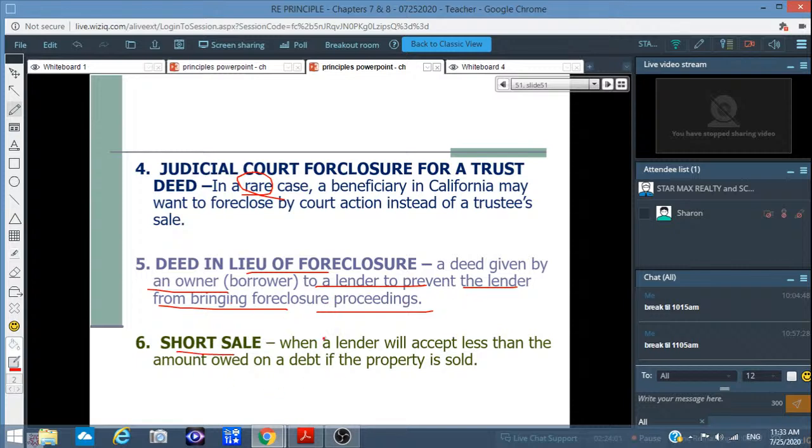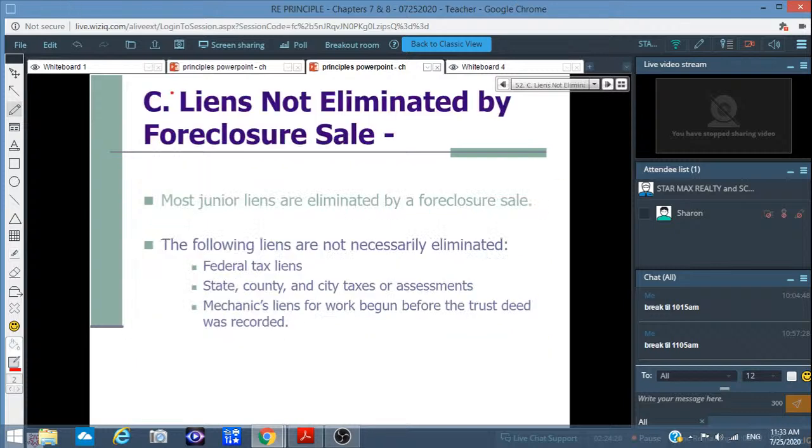这个叫 deed in lieu of foreclosure，OK。Short sale 短卖屋，when a lender will accept less than the amount owed on the debt of the property sold，OK，这个要银行跟银行的投资人去批准的，卖的价位小于你借款的额度，OK，这个叫 short sale。Our liens are not eliminated by foreclosure sale，OK，有一些抵押它不可以取消的。Most junior liens are eliminated by foreclosure sale, like second or third trustees. Okay.